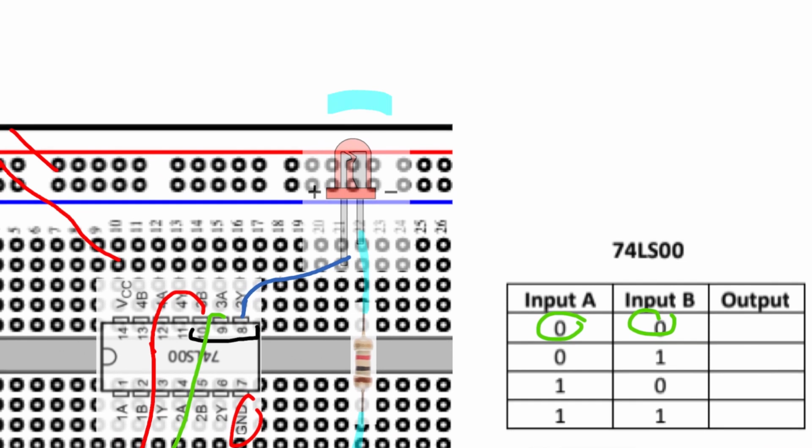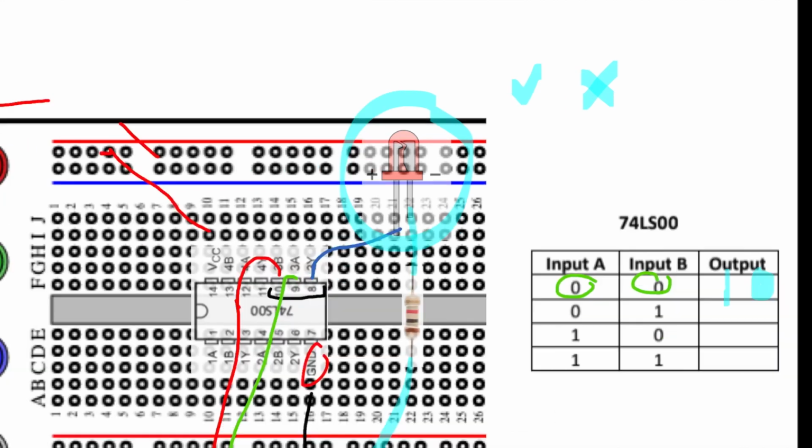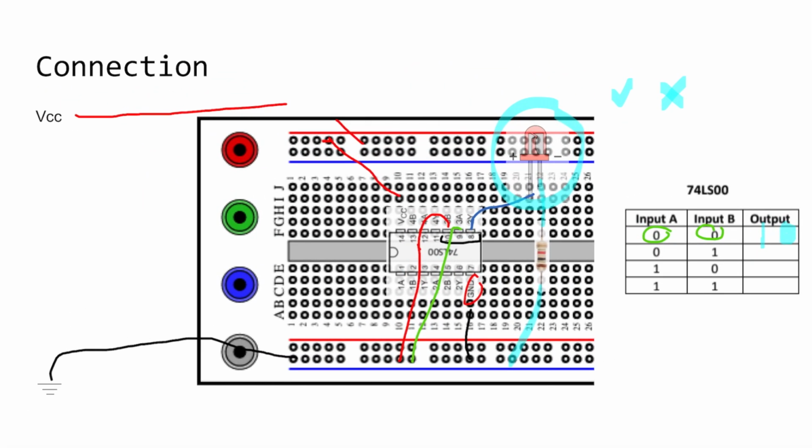Either the LED would light up or not. If the LED lights up, we will put a 1 over here at the output. If not, then we will put a 0. So you could try with your own circuit board, try to implement this circuit and see what output you get.